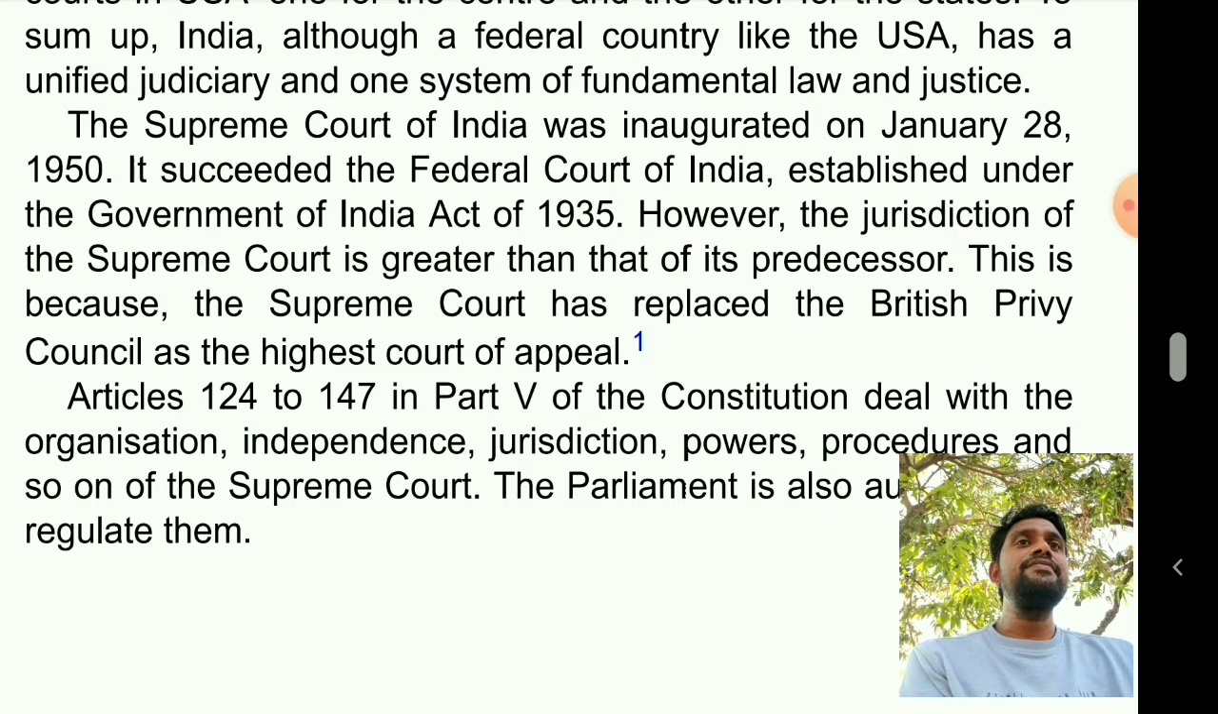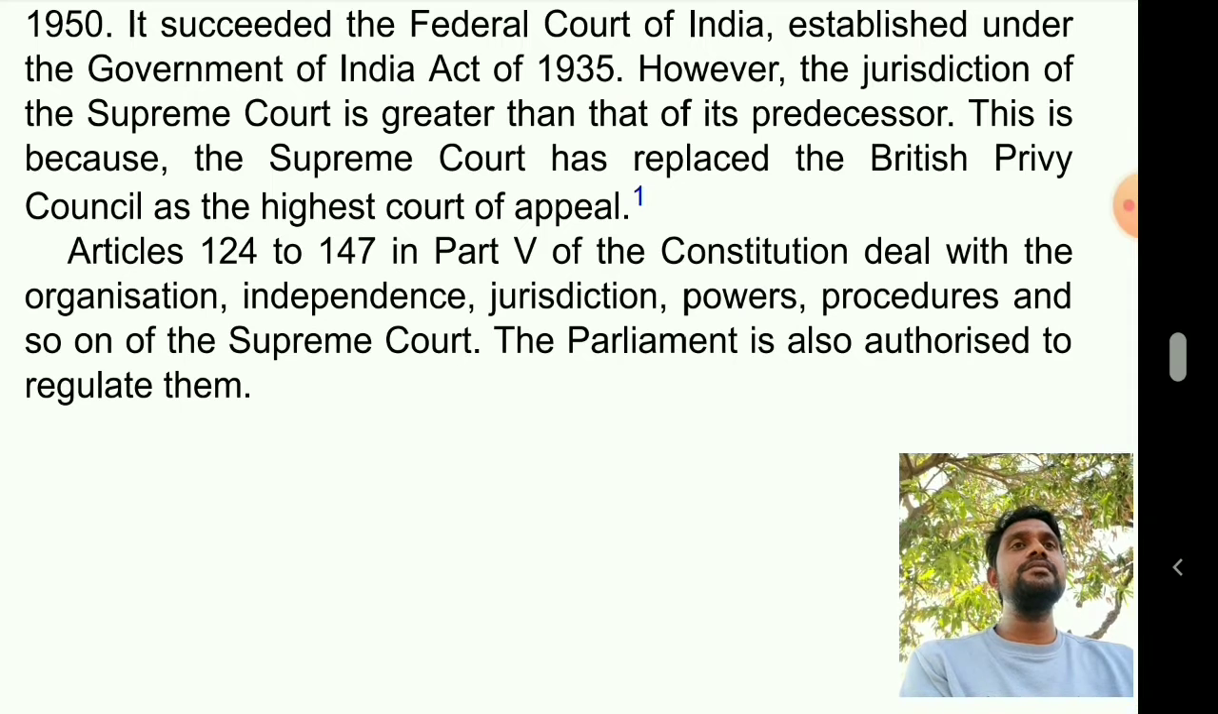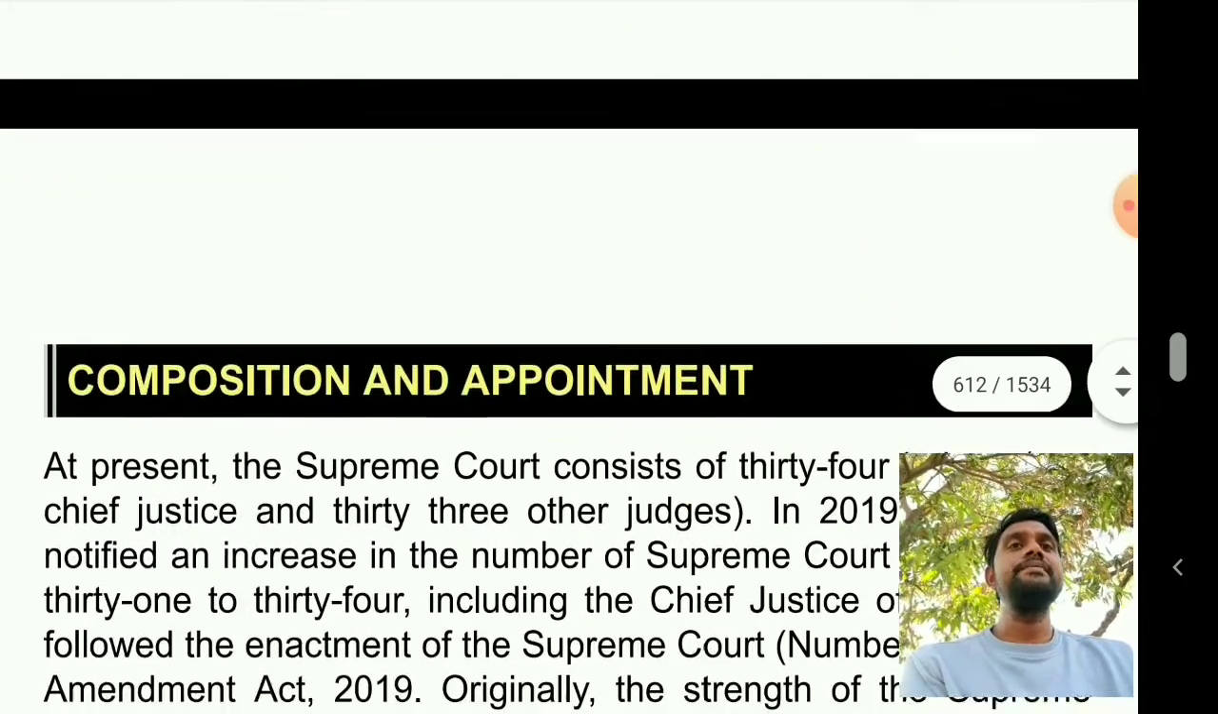It succeeded the Federal Court of India established under the Government of India Act of 1935. However, the jurisdiction of the Supreme Court is greater than that of its predecessor. This is because the Supreme Court has replaced the British Privy Council as the highest court of appeal. Articles 124 to 147 in Part 5 of the Constitution deal with the organization, independence, jurisdiction, powers, procedures and so on of the Supreme Court. The Parliament is also authorized to regulate them.